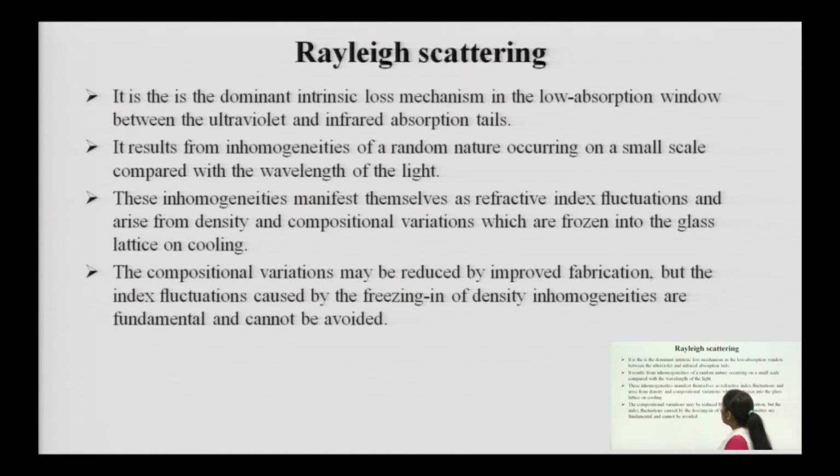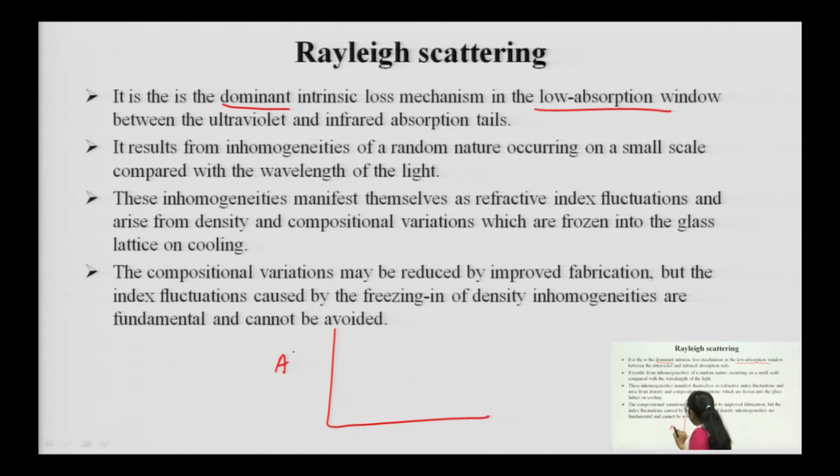So, it is a dominant intrinsic loss mechanism in the low absorption window between the ultraviolet and the infrared absorption tail. It is a dominant one. First of all, in the low absorption window, we have seen that as per the optical window, there also exists a loss graph with respect to attenuation and the wavelength.